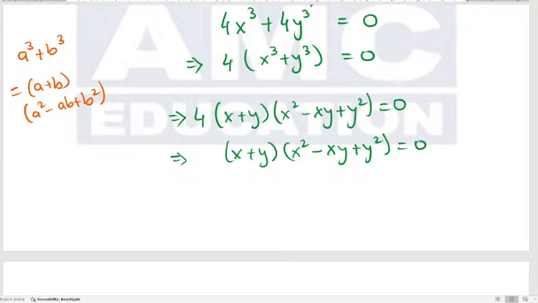Let's now take the easier one. The easier factor here is x plus y. So this gives us the expression x cubed plus y cubed will be equal to 0. Correct? So what we would want to do now is substitute this value y equal to negative x in, let's say, the first equation, right? And from there we'll get some values of y.